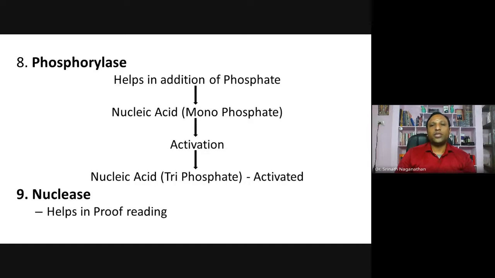Phosphorylase. It helps in the addition of phosphate to the nucleotide, that is the monophosphate. It becomes activated and becomes a nucleotide triphosphate. And this activated form is attached during the process and is helpful for the making of the bases. Nucleases help in proofreading.